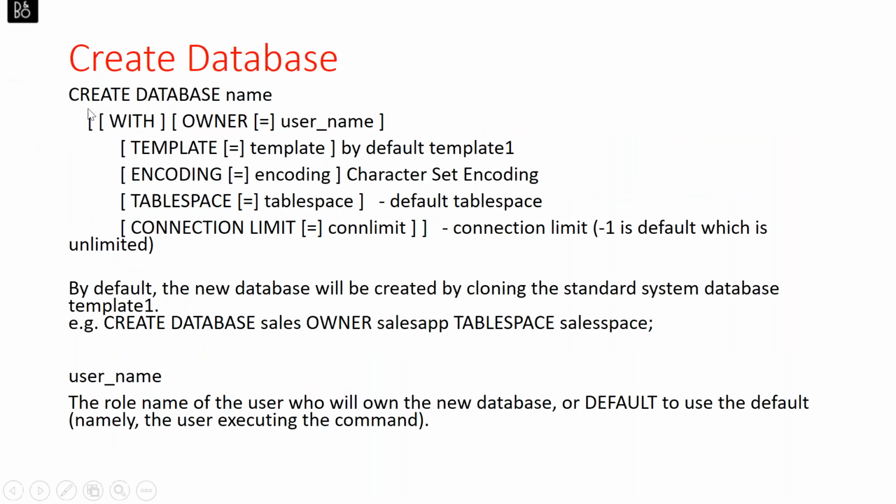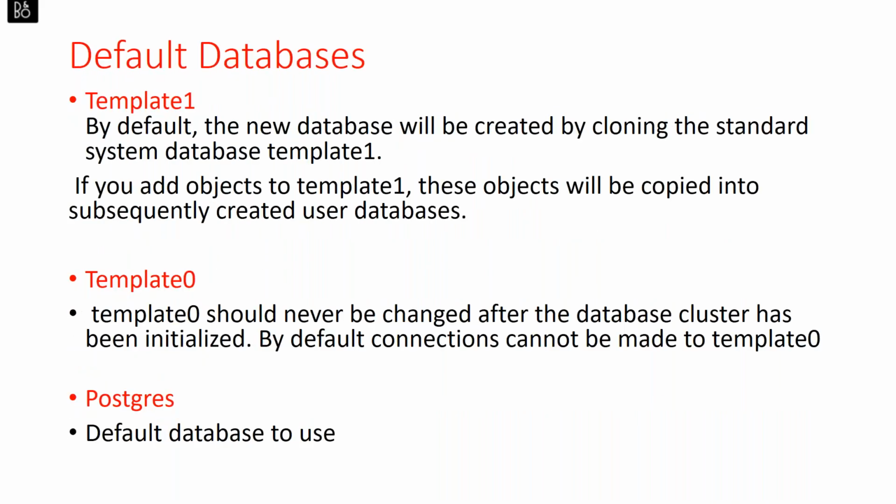In the create database command, you can specify template equal to template zero. If you don't specify, it will automatically pick up from template one, but you can specify template zero also. What is the purpose basically? The purpose is just to have two templates from where you can create your databases, template one and template zero.